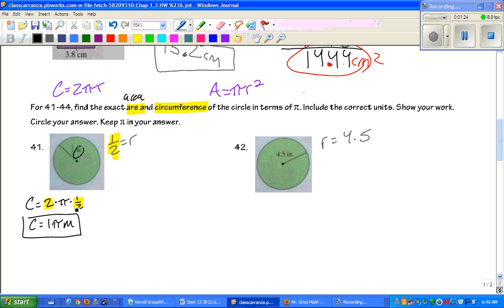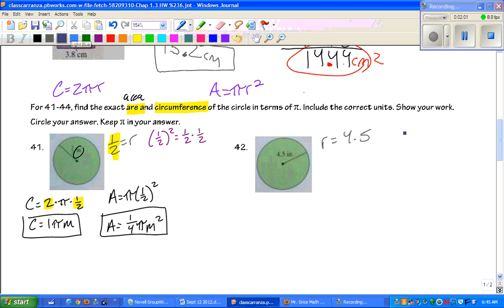Now, for area equals pi times radius squared. Okay, our side work for this is 1/2 squared equals 1/2 times 1/2. Right, we can multiply that straight across and you get 1/4 pi meters squared.